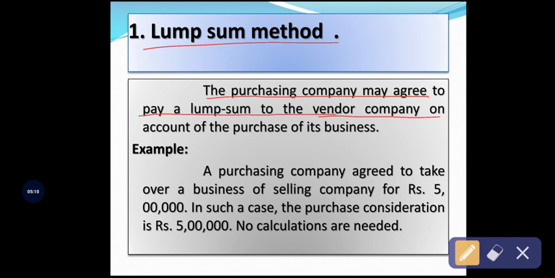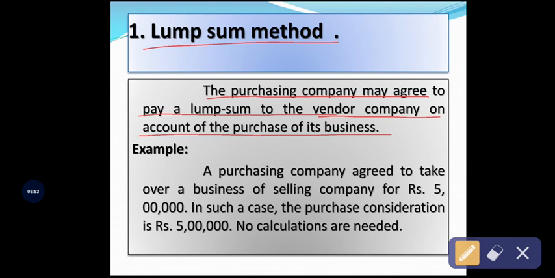Here the purchasing company agrees to pay some lump sum amount to the transferor company or vendor company on account of purchase of its business, because the transferee company or purchasing company acquires the assets and liabilities from the transferor company, so the purchasing company will give some consideration. That will be in the form of a lump sum amount. When the purchasing company or transferee company pays purchase consideration to the transferor company based on some lump sum amount, then it is lump sum method purchase consideration.